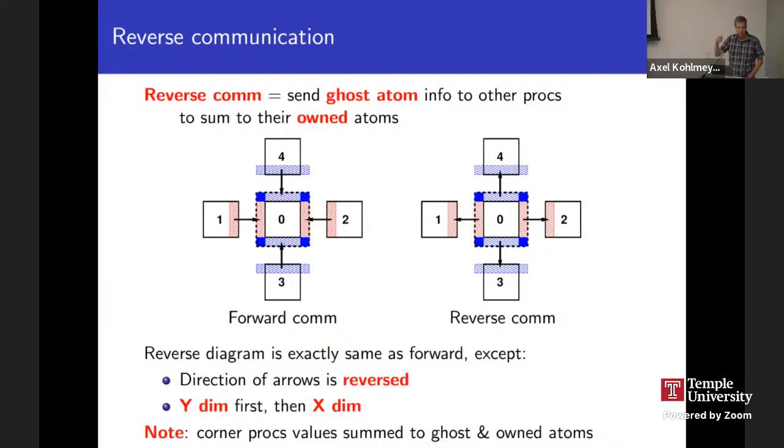But because processor 0 did some summing before, there might be a quantity there that came from processor 1's corner, which has been summed once by processor 0, and then a second time by processor 2. So that's what I mean by this last bullet here, that the corner processor values can be summed by both ghost and owned atoms. And in 3D, as you might imagine, in forward we do X, then Y, then Z, but in reverse, we do Z, then Y, then X. All the messages are going in the opposite direction. Okay, so does that make sense, what I'm referring to here with forward and reverse communication?